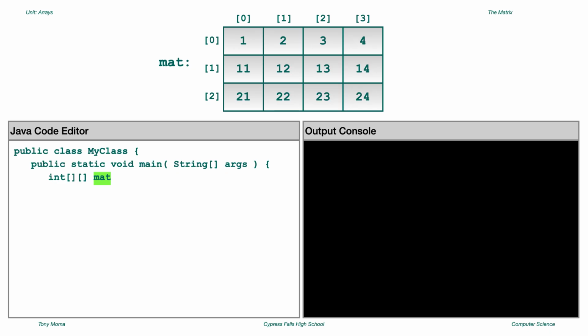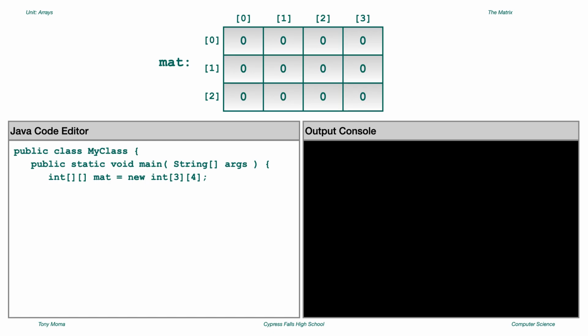Then, on the other side of the equal sign, we'll type new int. Once again, we type int because that is the type of value that we want our matrix to store in this example. Then, followed by the number of rows we want inside a pair of brackets, which in this case is 3 because we want 3 rows, followed by the number of columns we want inside another pair of brackets. Here we put 4 because we want our matrix to have 4 columns for this example.